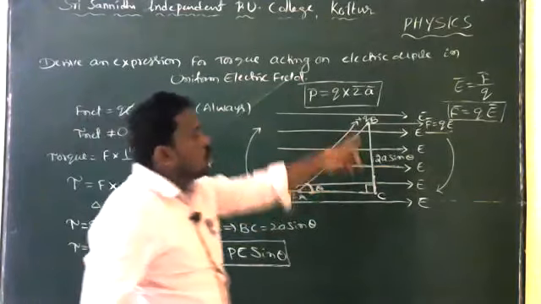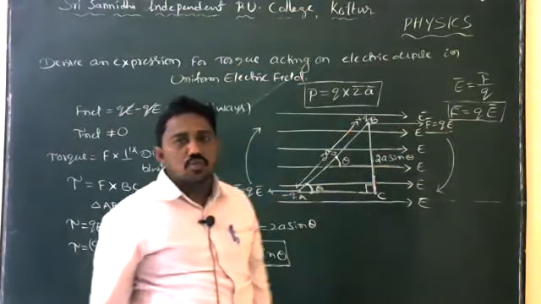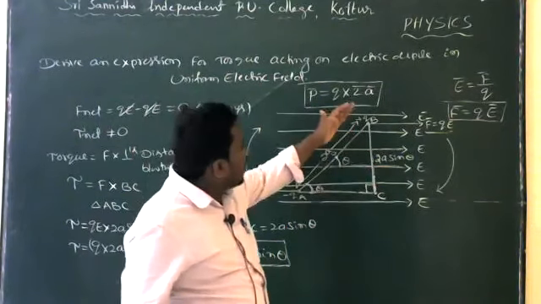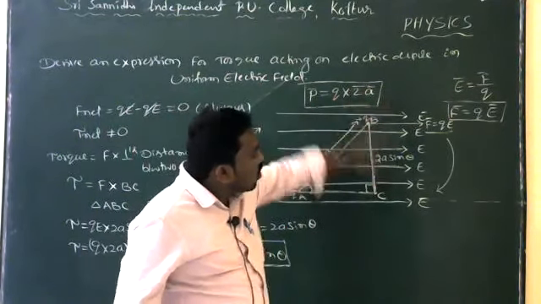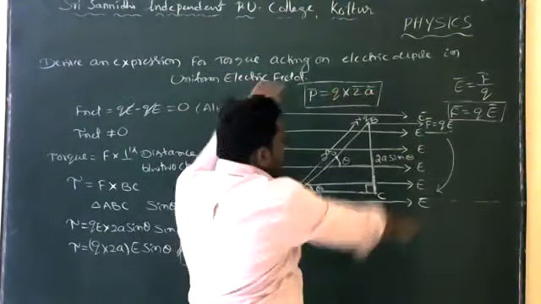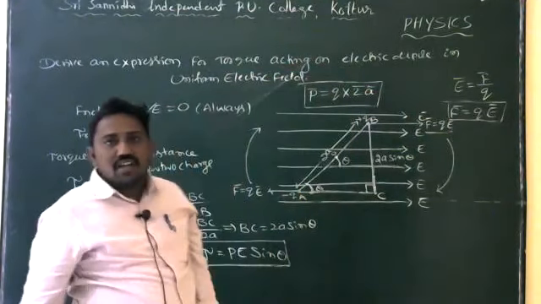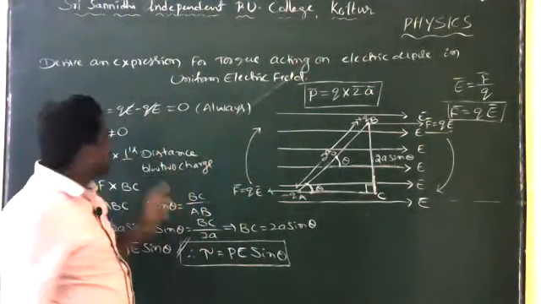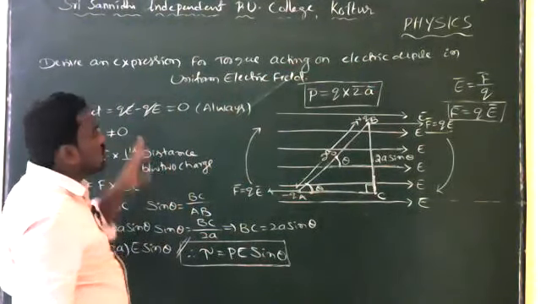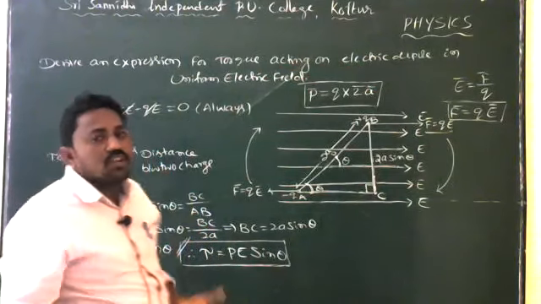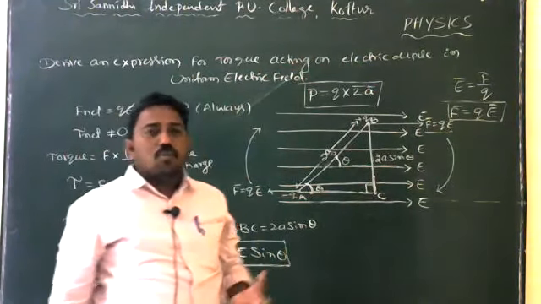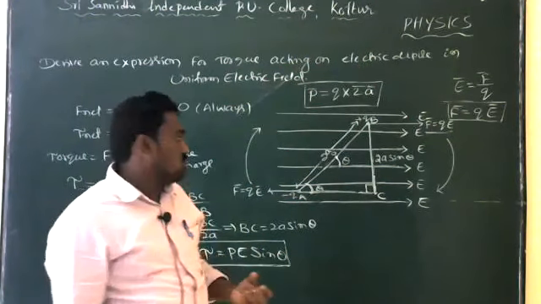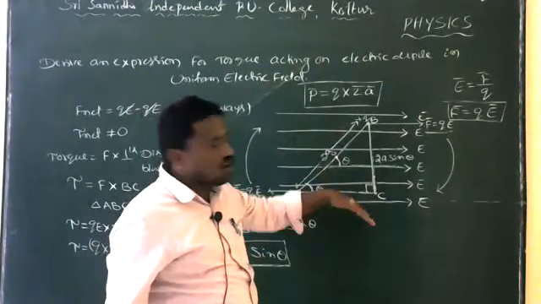These two equal and opposite forces constitute a couple. Couple means rotating. Finally, the electric dipole rotates in the clockwise direction. The net force on the electric dipole is zero, but the net torque on the electric dipole is not equal to zero, because torque produces the rotating effect. So rotating effect means torque. The electric dipole produces the torque.